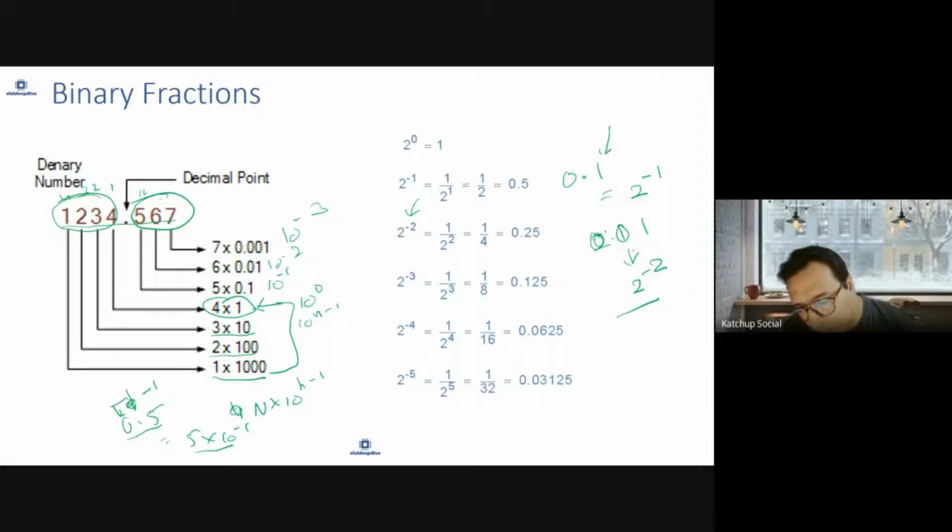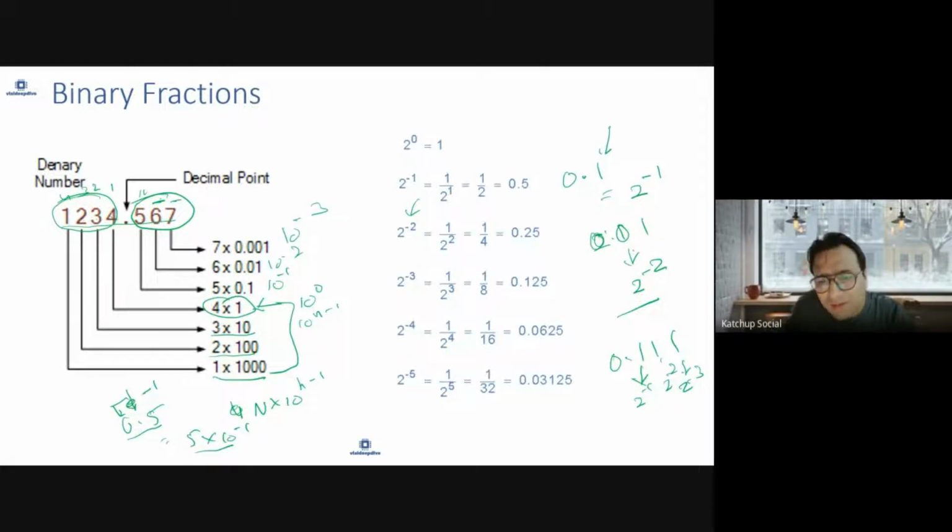So here, your base number system was 10, so you're doing 10 raised to power minus 1, 10 raised to power minus 2, 10 raised to power minus 3. Similarly, in binary, this will become 2 raised to power minus 1, 2 raised to power minus 2, and 2 raised to power minus 3. So it's equivalent to the decimal number system, just that now it is binary. So the power will decrease: 2 raised to power minus 1, 2 raised to power minus 2, and 2 raised to power minus 3. So this is how you represent binary fractions.